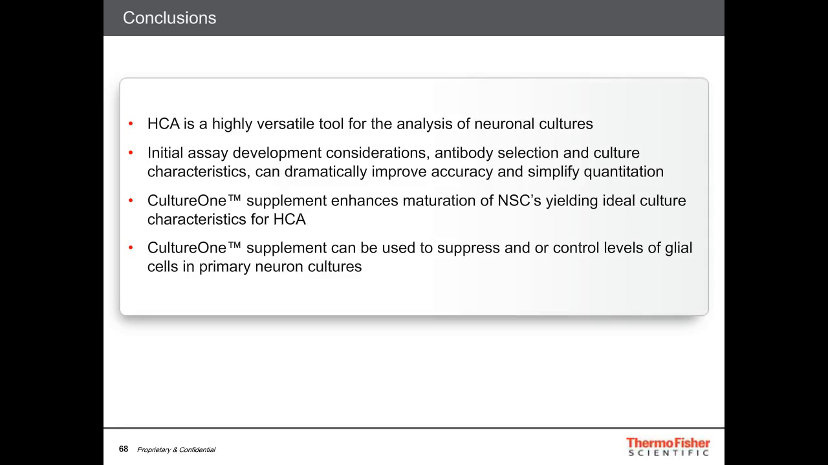Thank you. Our next question is for Michael Derr. Can CultureOne be used to suppress glial cells in mouse hippocampal neurons? It sounds like Michael might have some trouble tuning in. If we don't get an answer here in a second, I can speak to that.